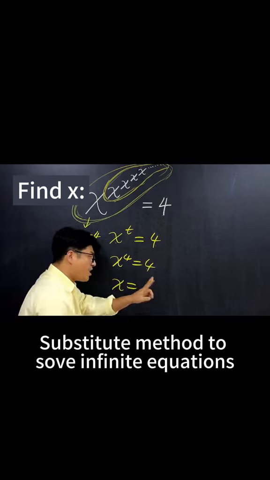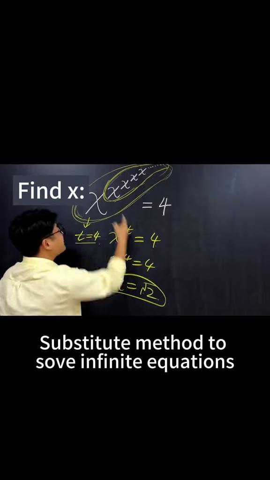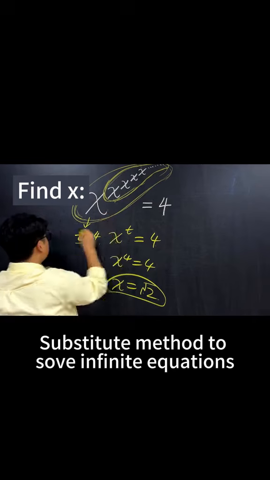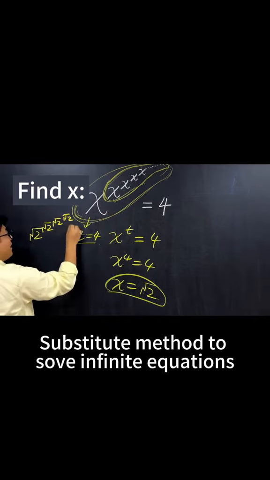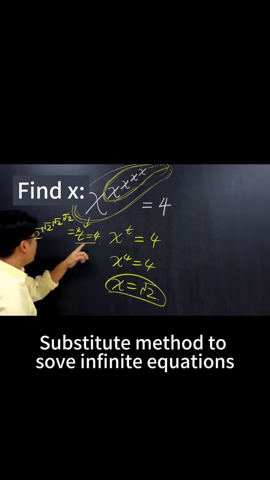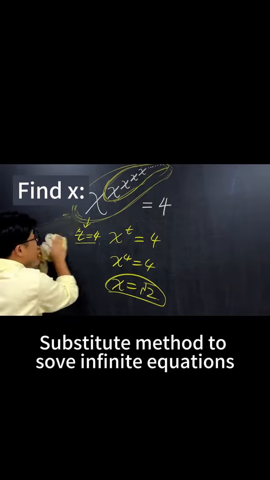What's the 4th root of 4? Take the square root twice. First you get 2, then take the square root again, and you get the square root of 2. Everyone, try plugging in the square root of 2 and see if it works. The square root of 2 to the power of the square root of 2 to the power of the square root of 2, and so on. Does that equal 4? Try it out later and see if it equals 4.